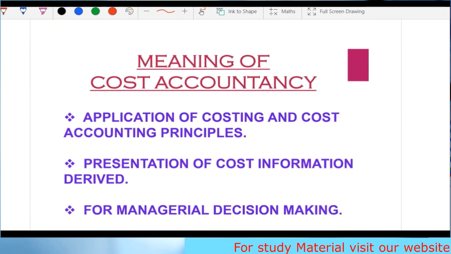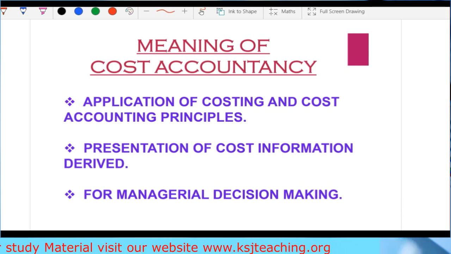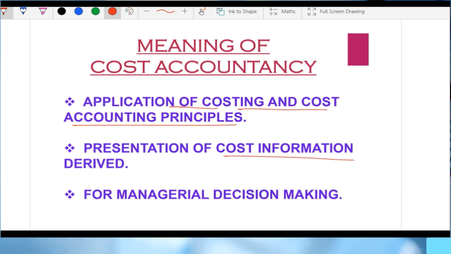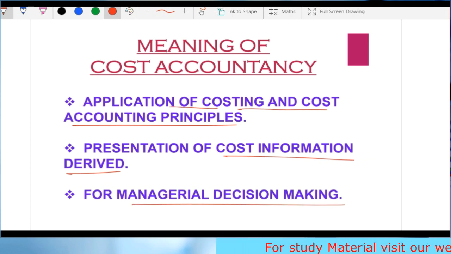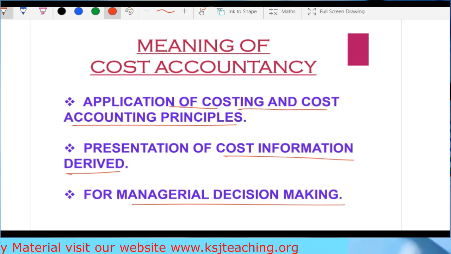Now coming on to the meaning of cost accountancy. Cost accountancy is the application of costing and cost accounting principles, and presentation of the cost information derived for managerial decision making. Now just try to visualize the situation. There is a business X. He has hired an accountant, right? That accountant is maintaining the books of accounts.